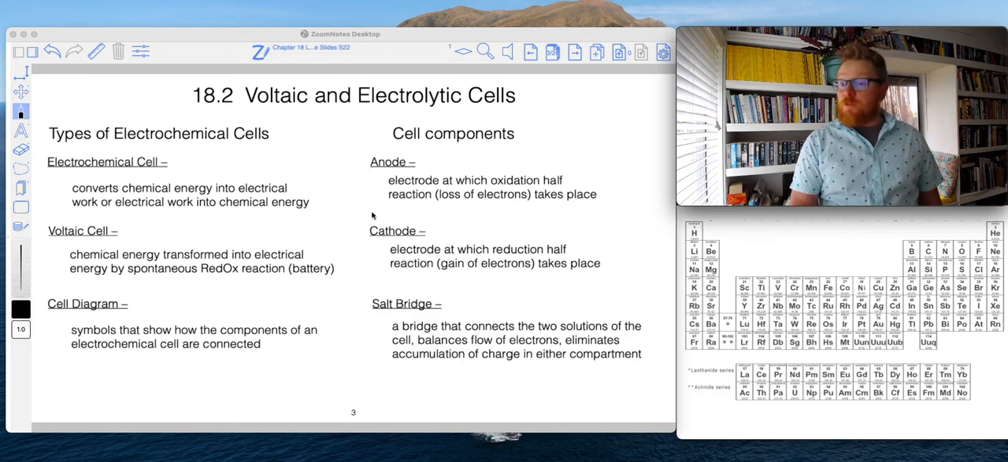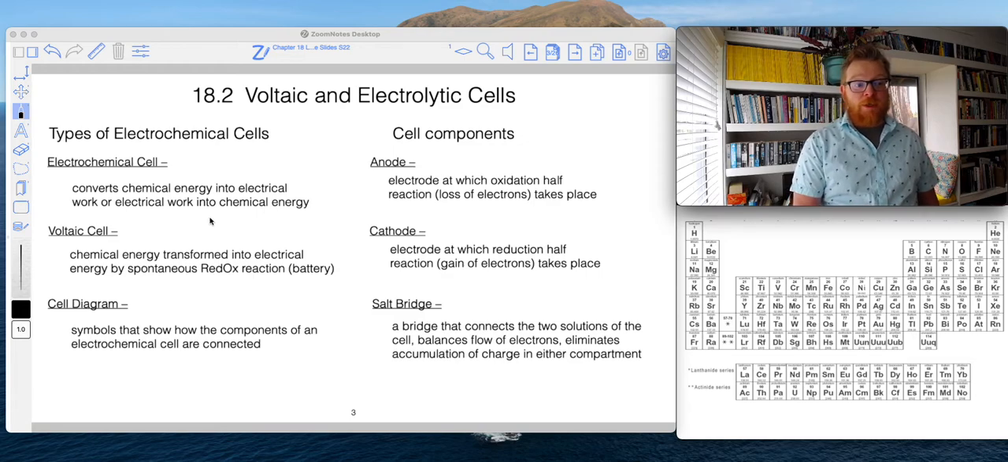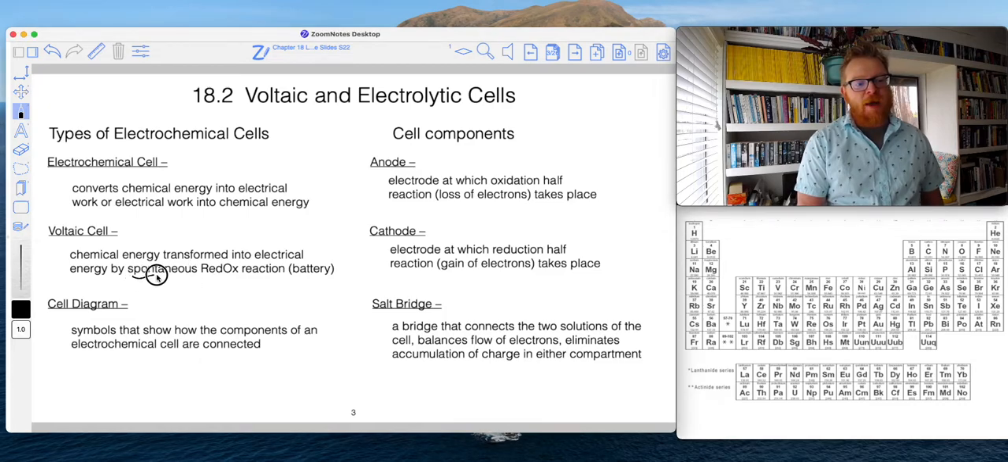So a few definitions based on everything that we just talked about in that previous video. An electrochemical cell converts chemical energy into electrical work, or electrical work into chemical energy. So it could be reversed. A voltaic cell is chemical energy transformed into electrical energy by a spontaneous redox reaction.